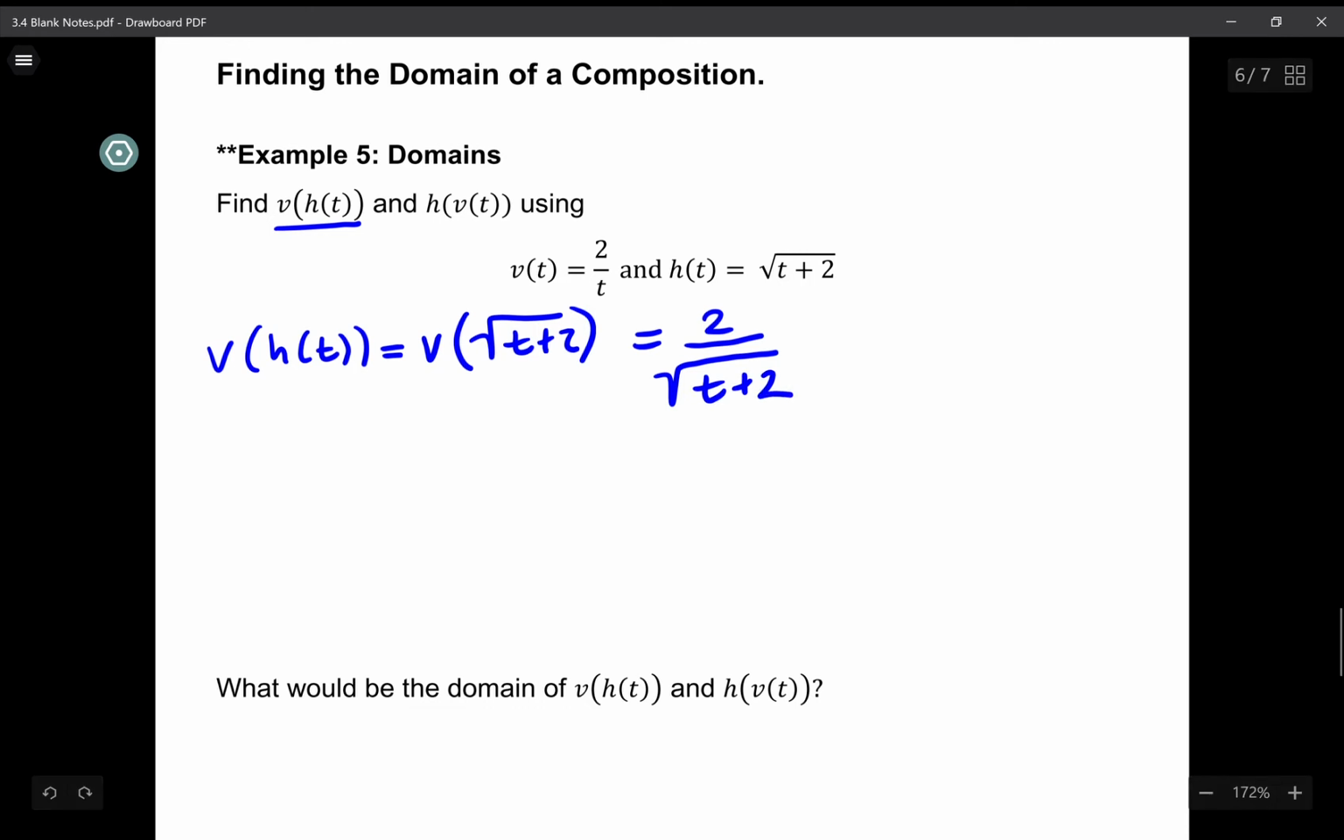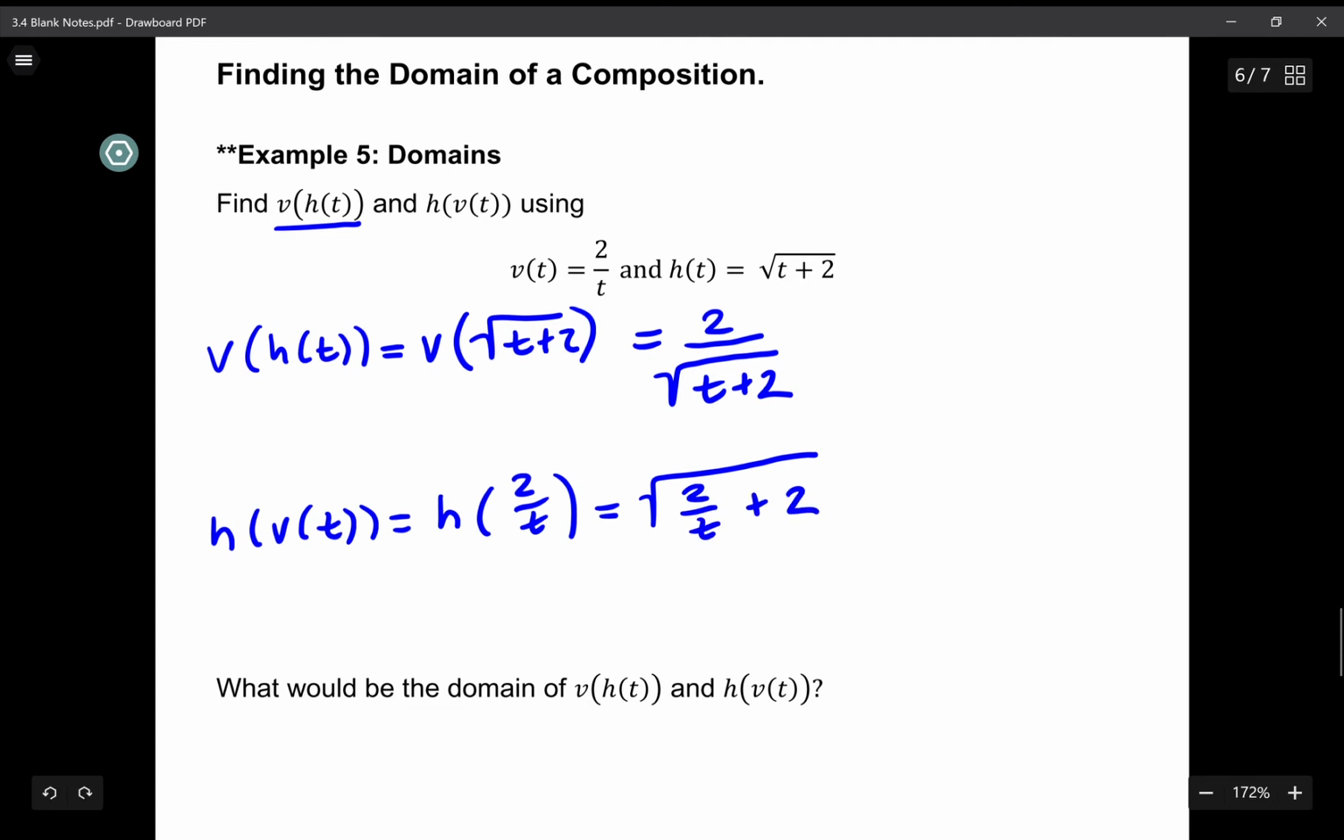Let's try h of v of t. So that's h of 2 over t. So that's equal to square root, now everywhere I see a t, I put 2 over t, plus 2. All right, so I found my function compositions. Let's think about their domains.